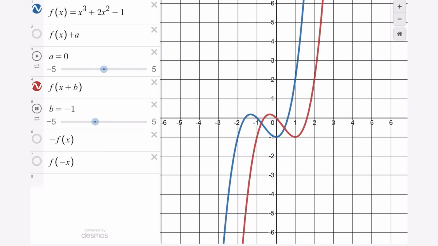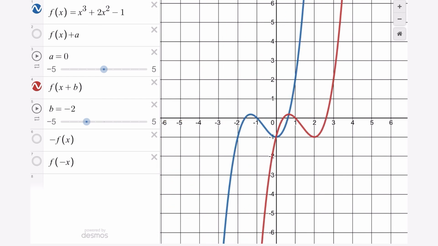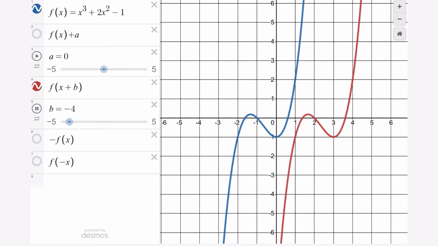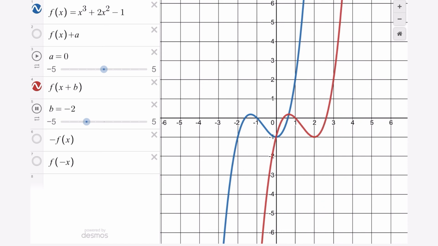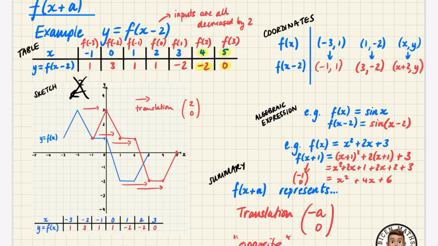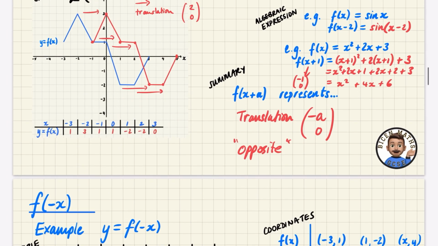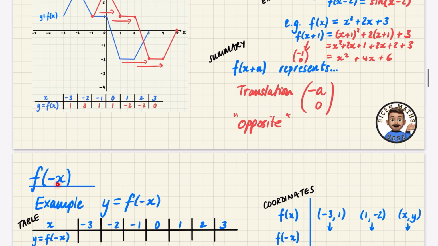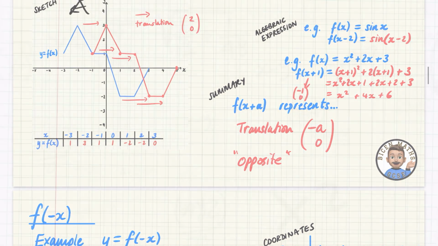So when b is a negative number, say negative 2, you can see it's moved 2 spaces to the right, and when b is a positive number, say that b is equal to 3, you can see that the whole graph has shifted 3 spaces to the left. If you're finding it a bit overwhelming looking at all of the graph, just concentrate on one of the coordinates on the original graph and see where it is on the new graph that you've got there. Okay, so in the next one, we are going to be having a look at what happens when you put the negation inside the input.